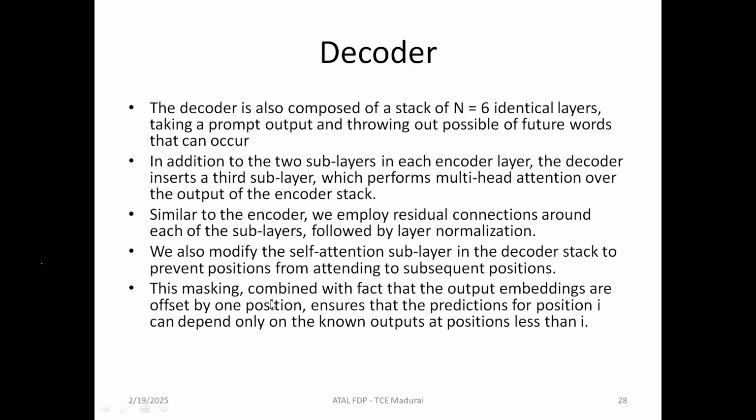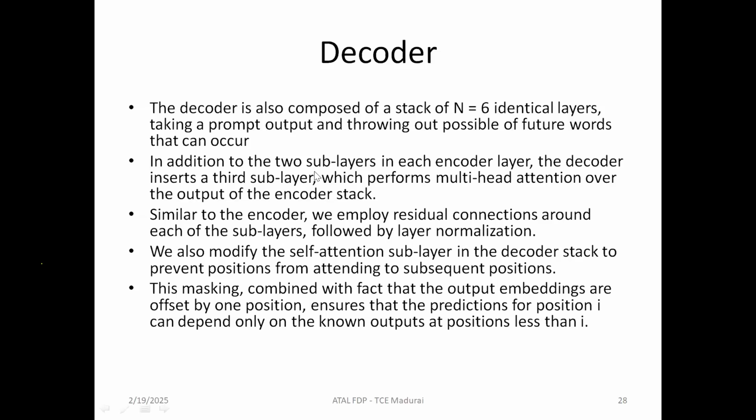I will show you. In the decoder part, again there are 6 identical layers, taking the prompt output and throwing out the possibility of future words that can occur. Whenever you write one word, immediately you get some recommendations: you can make use of this word, this word, this word. Then we can choose the right word. So here the decoder gives various probabilities of output depending upon the input you send.